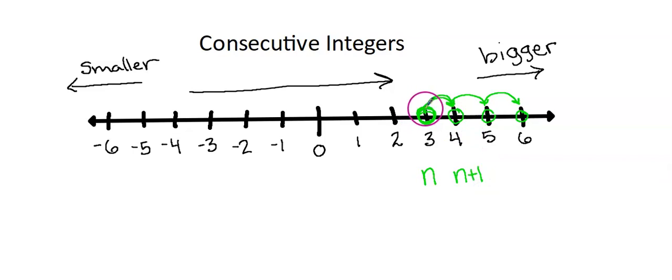How far did I go to get from my first number 3 to my third number 5? 1, 2. So 5 is represented as n plus 2. And how far did I go from my initial number to get to my fourth number, 6? In the language of my first number, I went n plus 3 more spaces. So this is how consecutive numbers are set up. Let's look at an example.